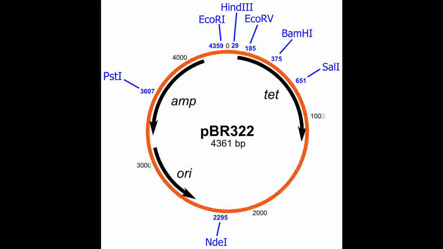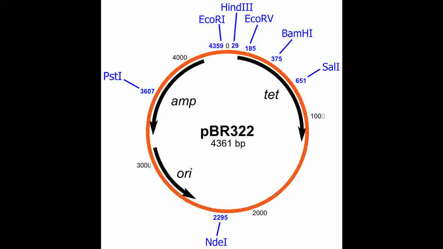There are a few characteristics of this particular E. coli cloning vector. The features are: first, an origin of replication or ORI. Second, the antibiotic resistance conferring genes against two different antibiotics, one is ampicillin and another one is tetracycline. Then there are unique recognition sequences for restriction enzymes, for example, EcoR1, HindIII, BamH1, etc.